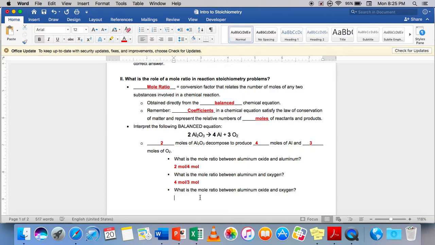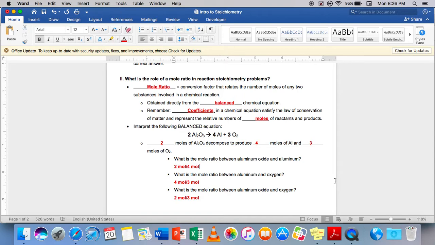And last but not least, we have our third example. What is the mole ratio between aluminum oxide and oxygen? Well, aluminum oxide, just like the first example, is 2 moles, and it's going to be 2 moles over oxygen, which is 3 moles. So as you can see, it doesn't matter what substances we look at, the mole ratio will change depending upon the balanced chemical equation. So go ahead and write those numbers down.